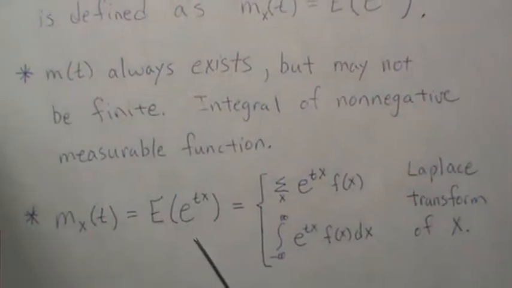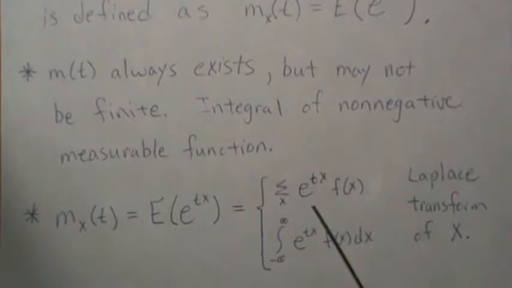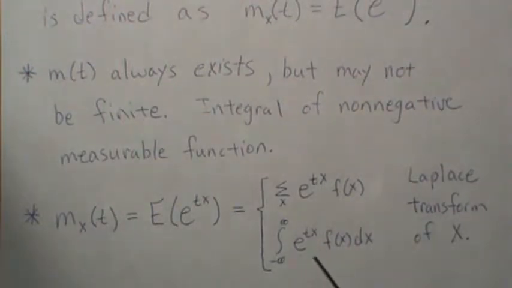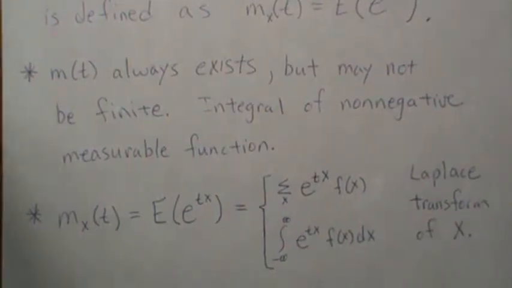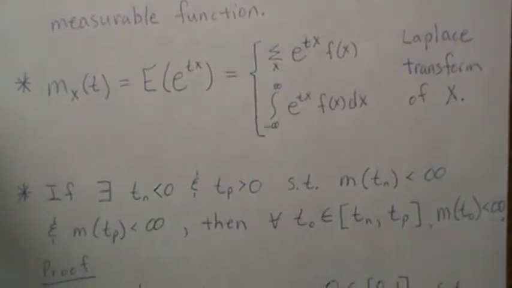And here's the definition of it. It's the expected value of e^(tX), and if it's discrete, it's the sum over all values of x, and if it's continuous, it's the integral over all values of x. It's often called a Laplace transform of X.